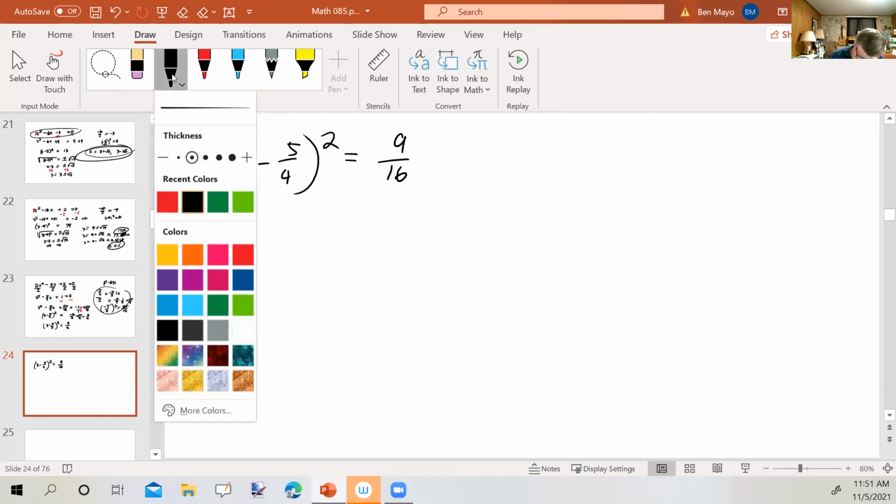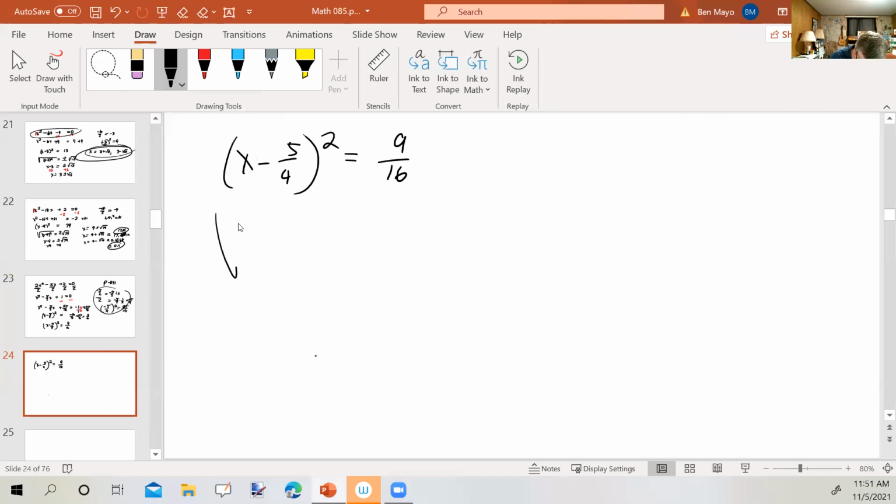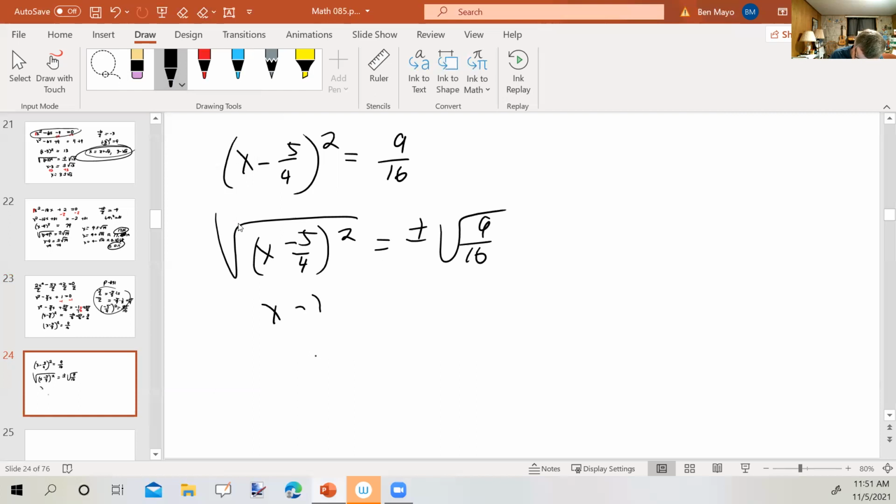I'm going to take the square root of both sides of the equation. Don't forget the plus minus. So I get x minus 5/4 equals plus or minus 3/4. The square root of 9 is 3. The square root of 16 is 4.